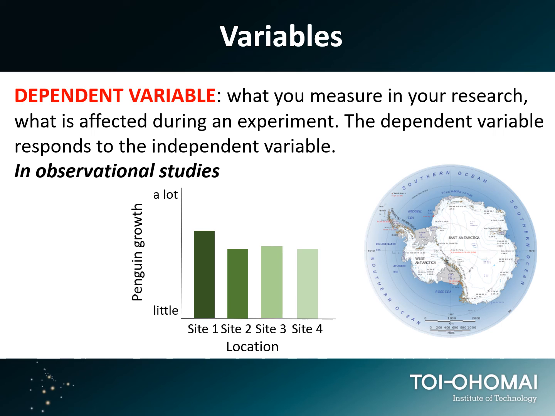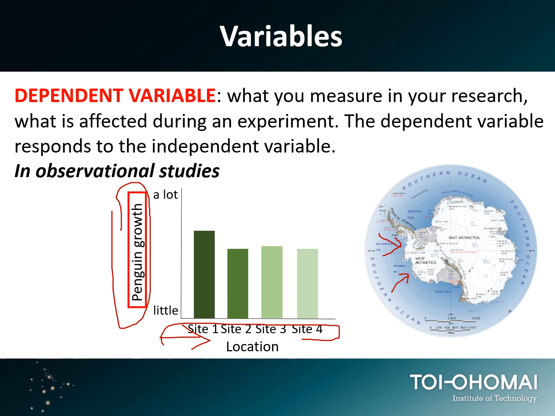And for our observational studies, it might be the same thing. It's the variable that depends on the independent variable. So we had these different sampling locations, and we called these the independent variables. It wasn't a treatment, but it's the thing that we're varying between the populations. But we still want to find out if penguin growth depends on the independent variable of location.